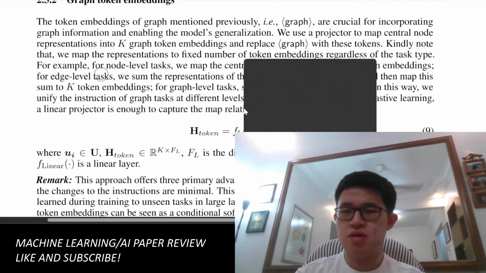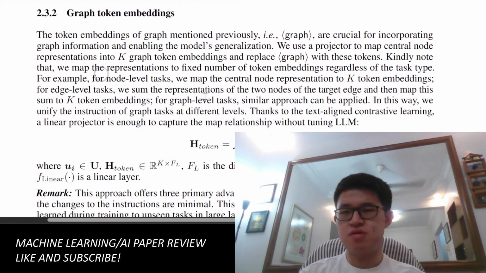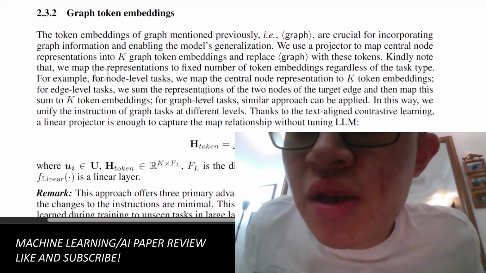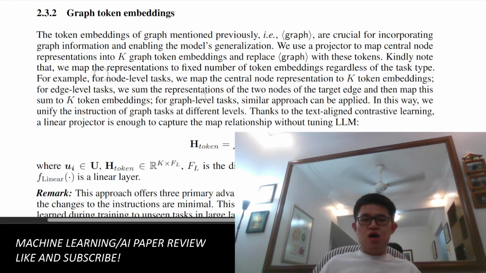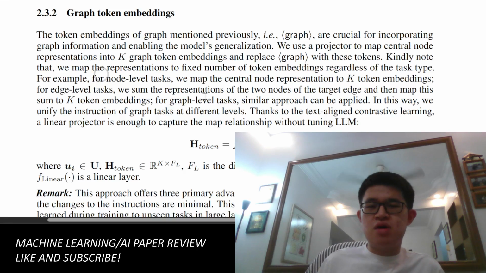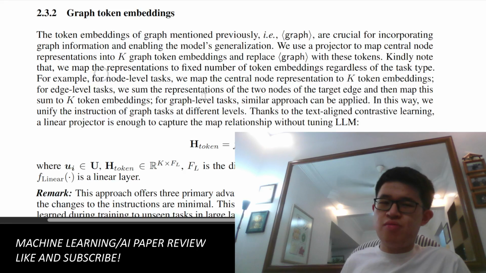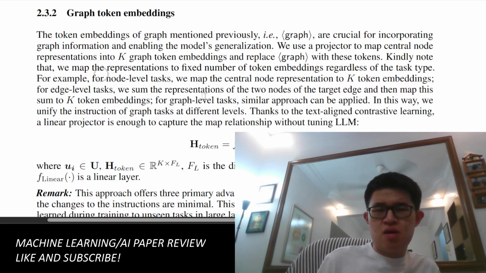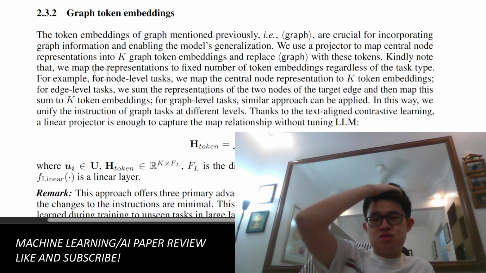A bit more and we're done here. The token embeddings of the graph are crucial. We use a projector to map the central node into K graph token embeddings.